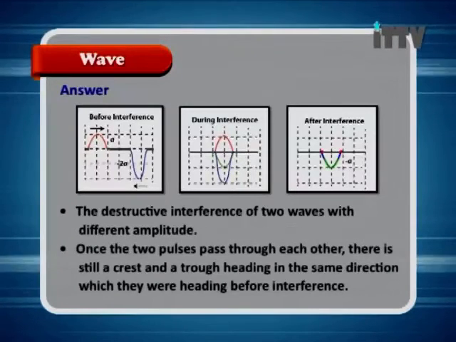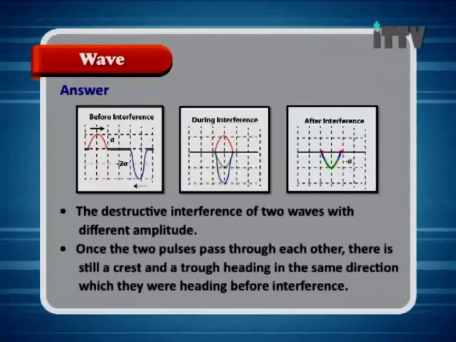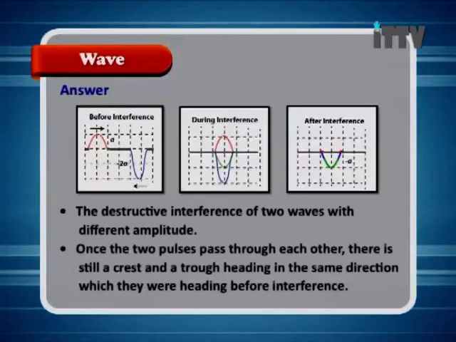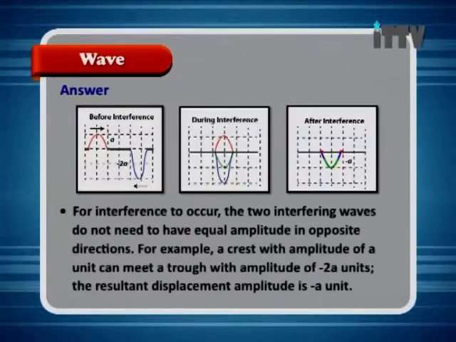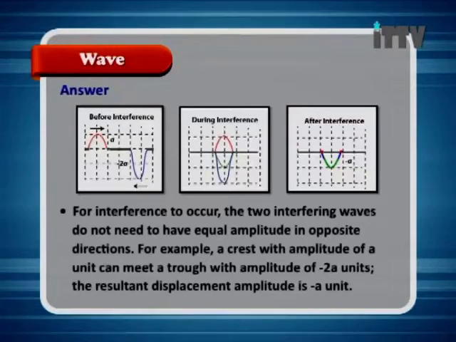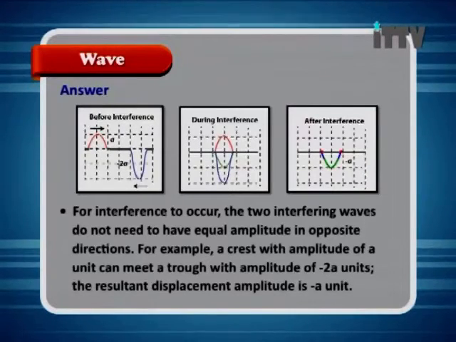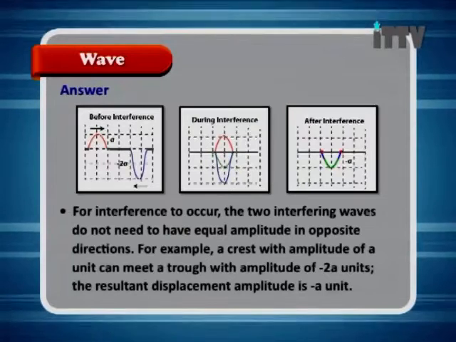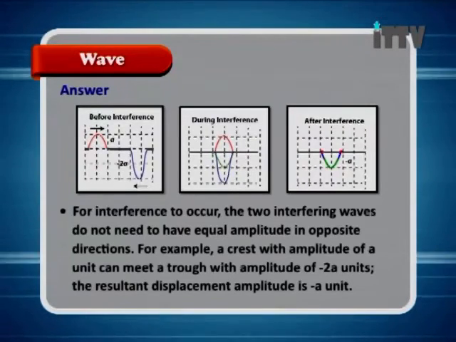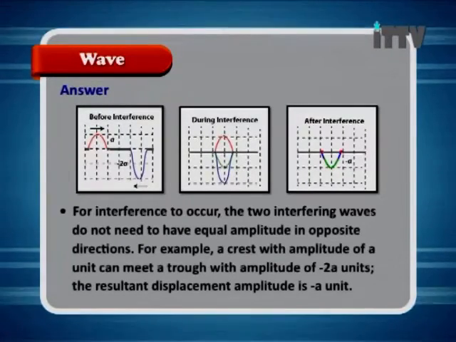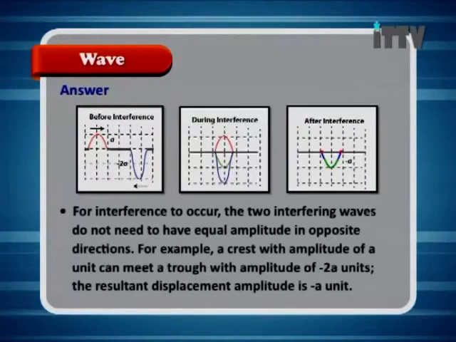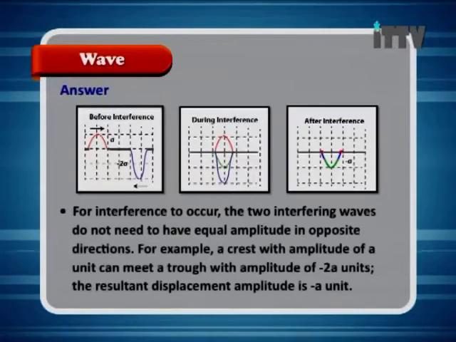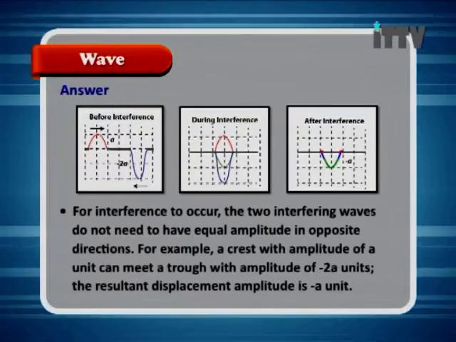Once the two pulses pass through each other, there is still a crest and a trough heading in the same direction which they were heading before interference. For interference to occur, the two interfering waves do not need to have equal amplitude in opposite directions. For example, a crest with amplitude of A unit can meet a trough with amplitude of negative 2A unit. The resultant displacement is negative A unit.